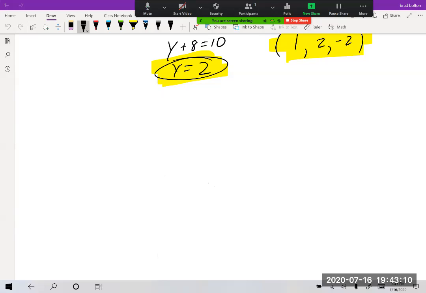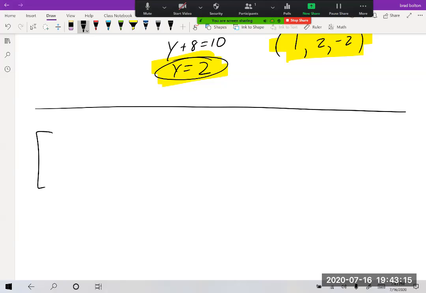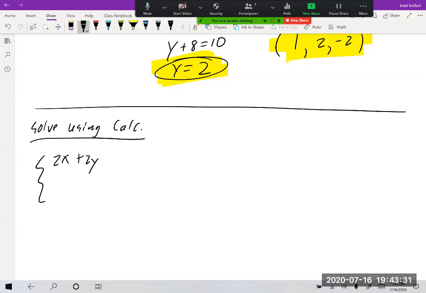I'm just going to rewrite the exact same problem in matrix form. So I could say, solve using calculator on exam or something like that, right? So you would get this system: 2x plus 2y equals 6, x plus y plus z equals 1, and then 3x plus 4y minus z equals 13. So it's the same system.